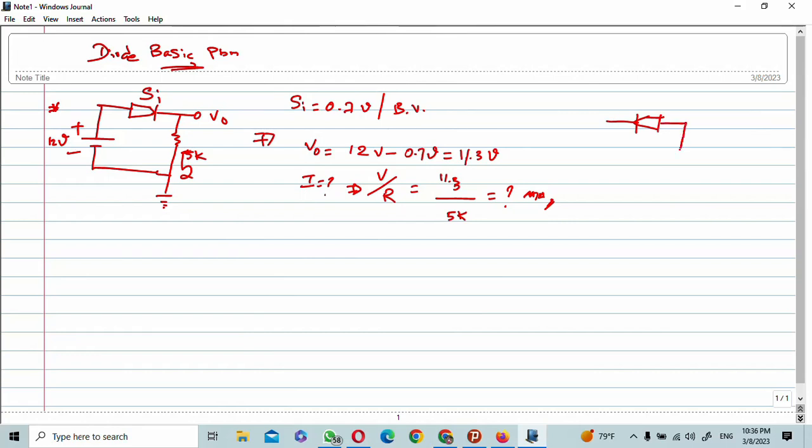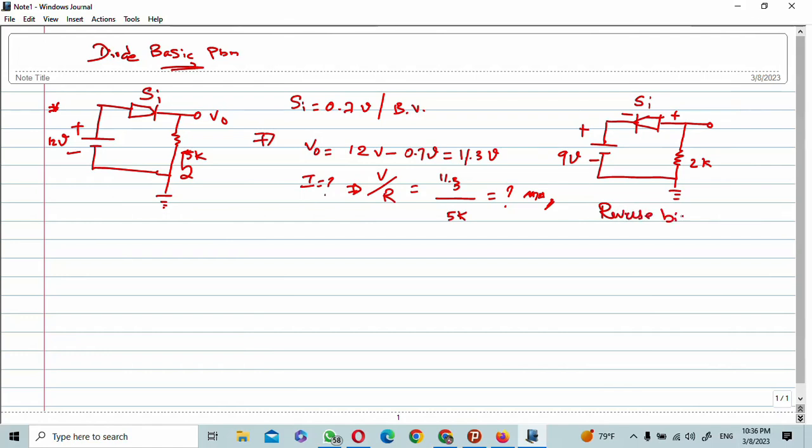The same circuit, but I am giving a different direction of the diode. There is some barrier voltage, and a 9 volt source. This is also a silicon diode. Now according to our diode direction, the positive terminal is connected to the negative terminal, and the negative terminal is connected to the positive terminal. That means the diode is under reverse bias.